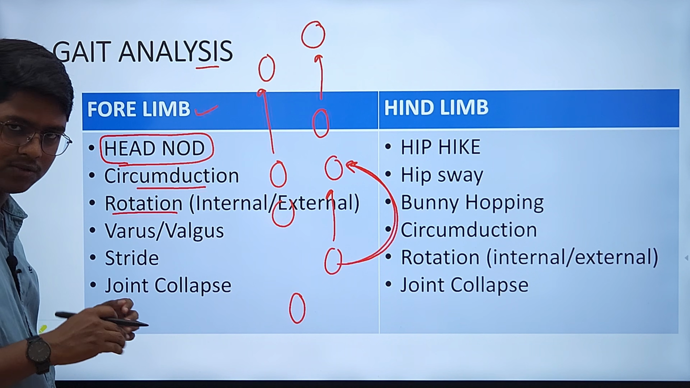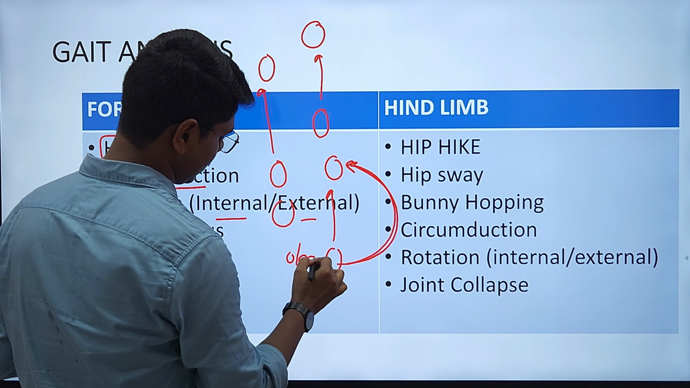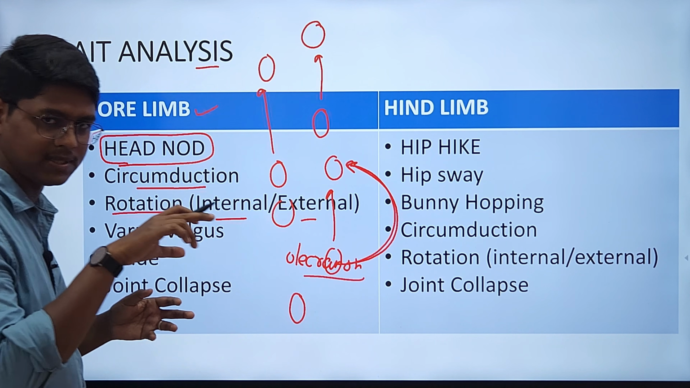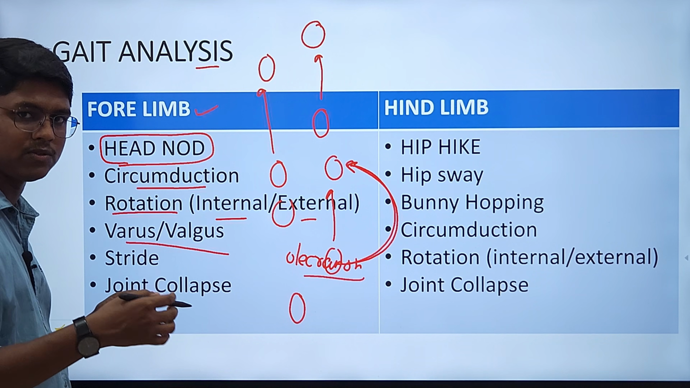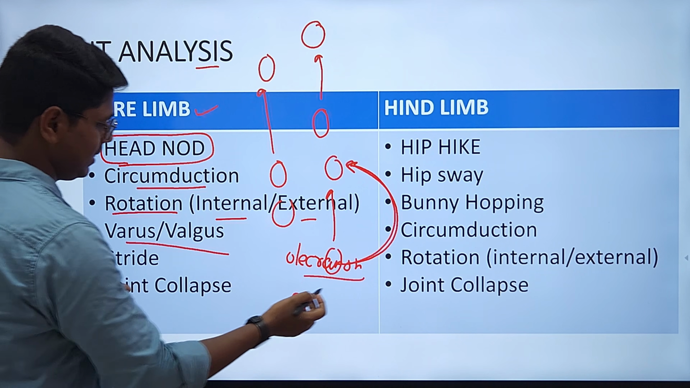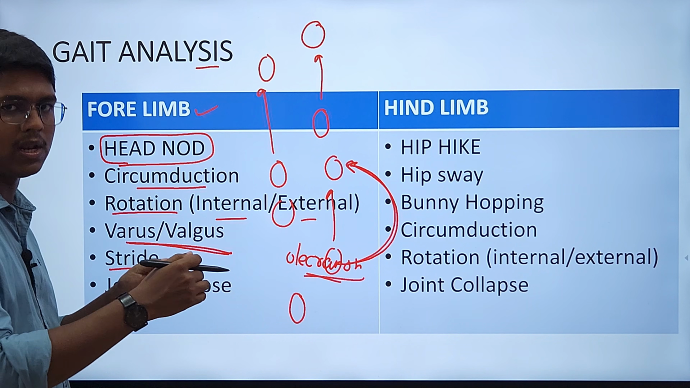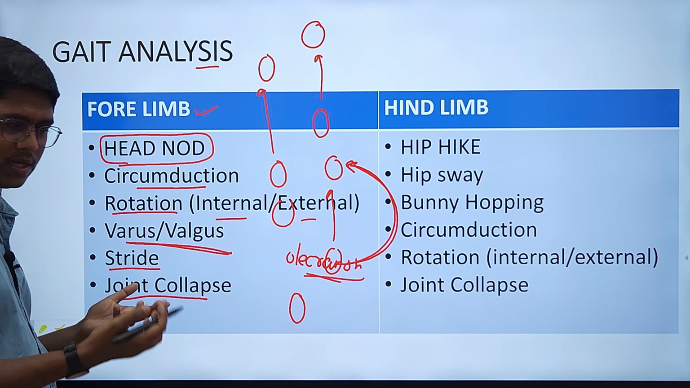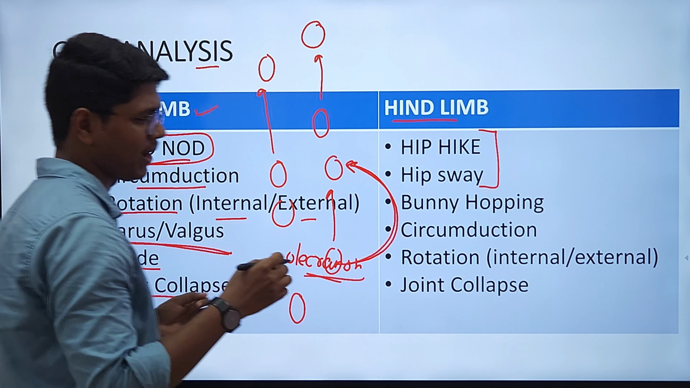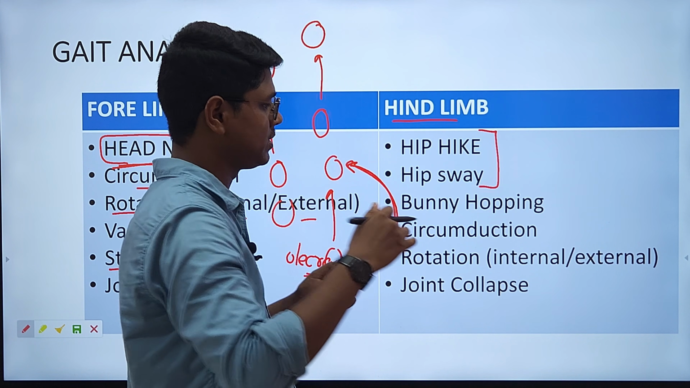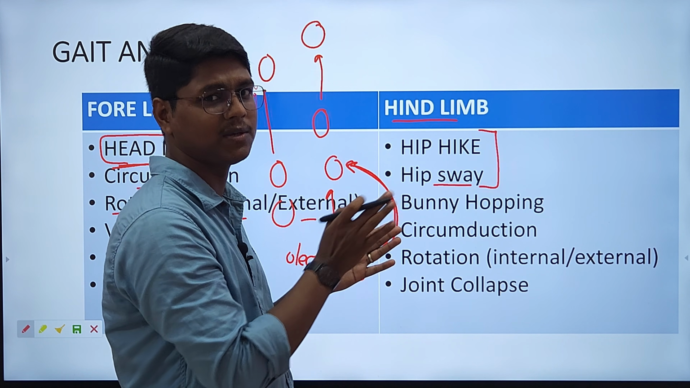You can also see rotation while walking, external or internal. Most easily you can see it at the olecranon process. If you look at the olecranon very carefully, you can see whether the limb is externally or internally rotated. Varus or valgus deformity, as I told you, sometimes in rickets, vitamin D deficiency, you will find bowing of the bone. You can look for stride; usually animals with fracture have a very short stride. Joint collapse you can also look for. Similarly in the hind limb, you will find hip hike or hip sway, similar to the head nod. Hip hike means it keeps the affected hip slightly in an upper position. Hip sway means a swaying, swinging movement.